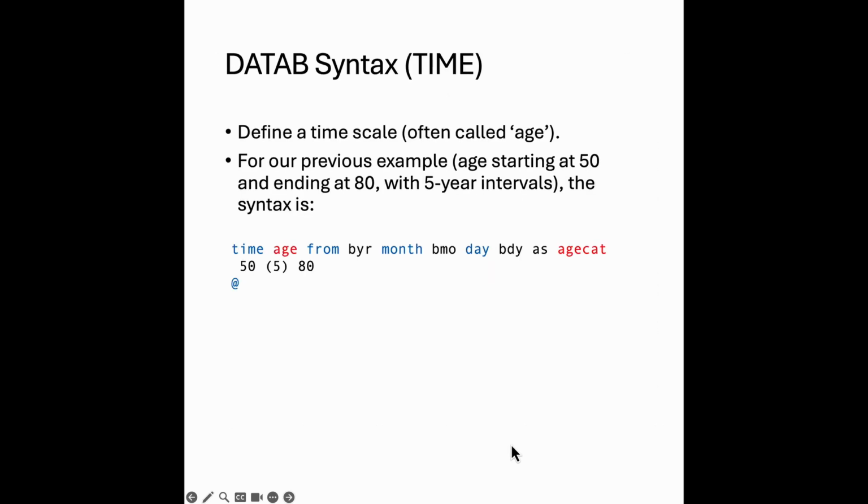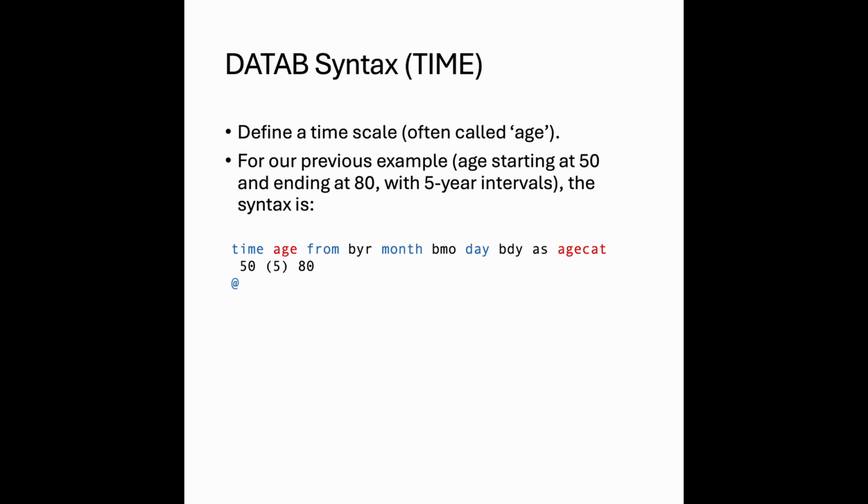In the next few slides, we'll briefly describe the syntax needed to define our example study in DATAB. The time statement creates a time scale, which we often call age, but the variable name is arbitrary. For our example study, we want 5-year age categories starting at age 50 and ending at age 80. The statement is opened with the time keyword, shown in blue, followed by the name of the new variable that DATAB will create as a result of this statement, shown in red.